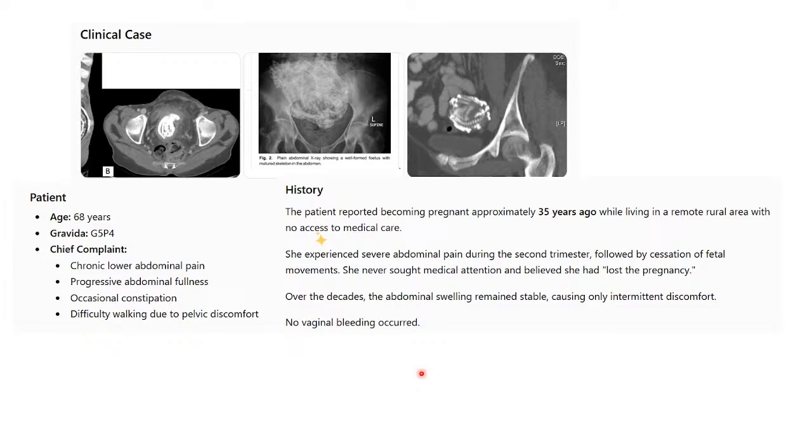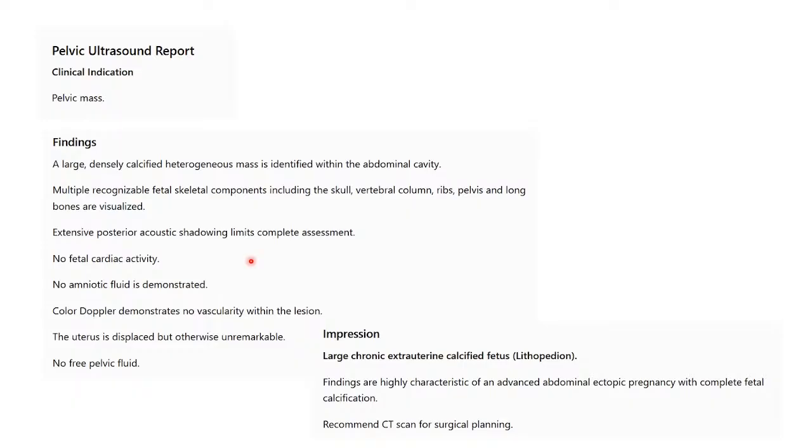So the ultrasound findings. Look at what is here. You can see here the fetal remains, and you can see here on X-ray what we have. Grayscale showed a heterogeneous pelvic mass, no cardiac activity was noted, and no abdominal fluid was demonstrated. Color Doppler demonstrated no vascularity. The uterus is displaced but otherwise unremarkable. No free pelvic fluid.